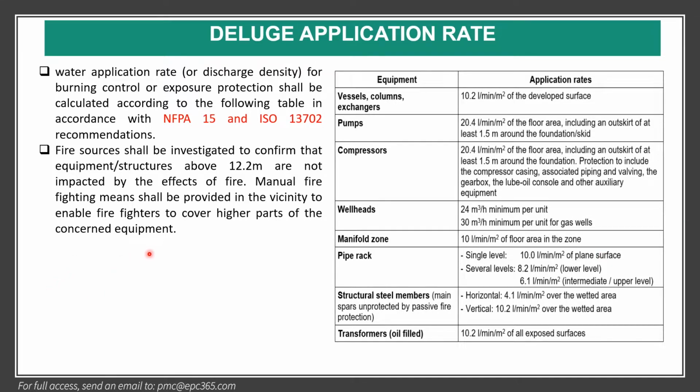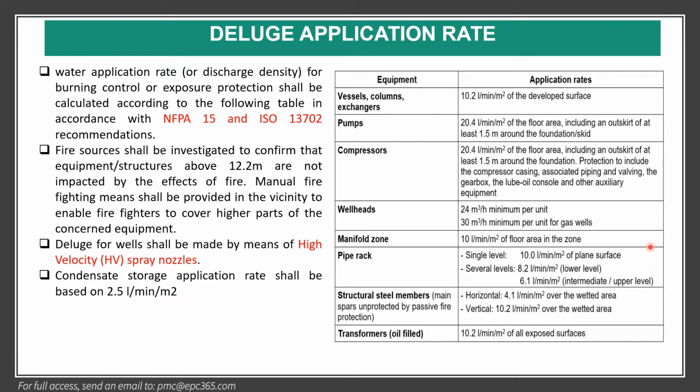The fire source shall be investigated to confirm that equipment and structure above 12.2 meters are not impacted by the effects of fires. Manual firefighting means shall be provided in the vicinity to enable firefighters to cover the higher part of the equipment. Deluge for wells shall be by means of high velocity spray nozzles.